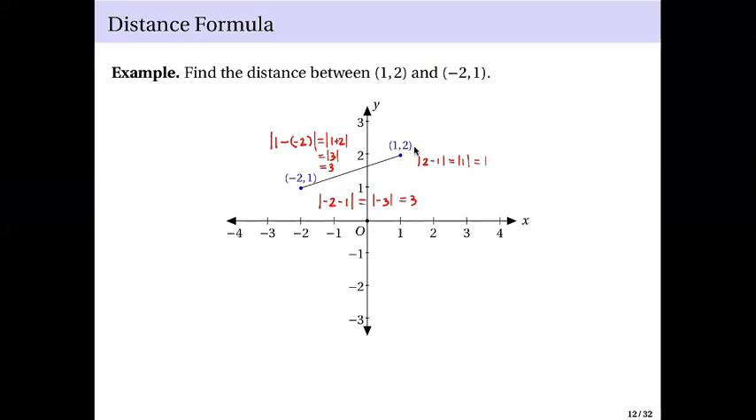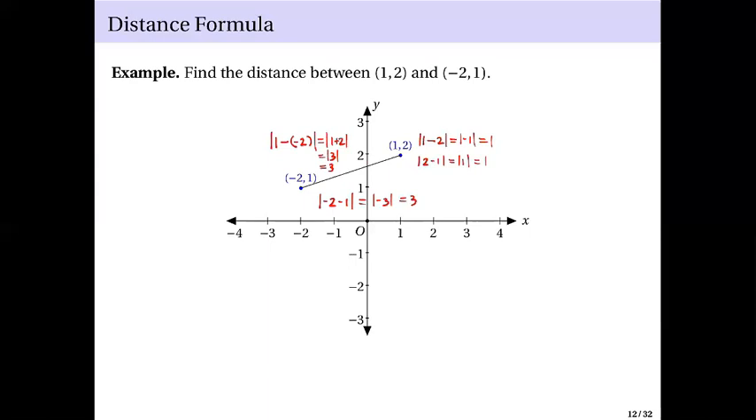Similarly here, I started with 2 before that 1 there. I could have started with 1. So absolute value of 1 minus 2. This is absolute value of -1. And this is equal to 3.